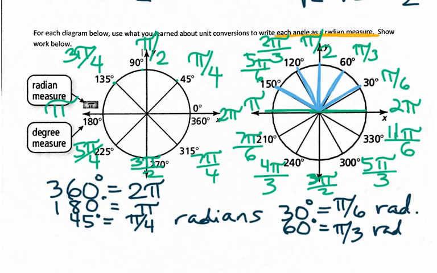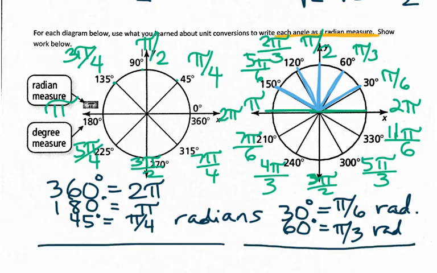On the second one, you're supposed to write each angle as radian measures. So in black down here, I wrote a few of the more basic ones right here. And then from there, I added all of the radian measures. So that's a reference for you to look at.